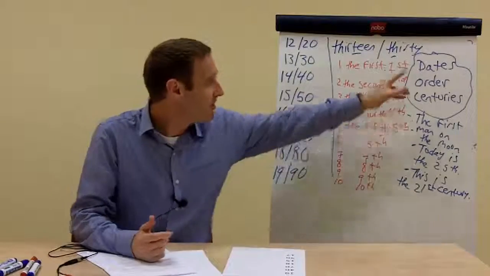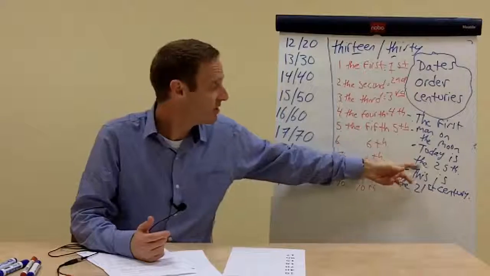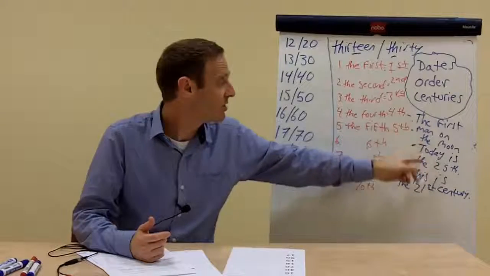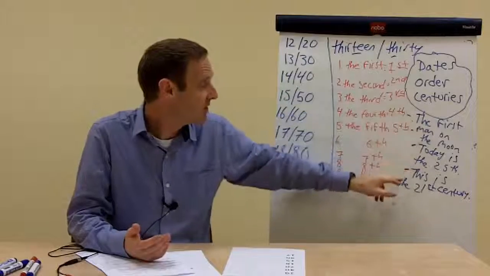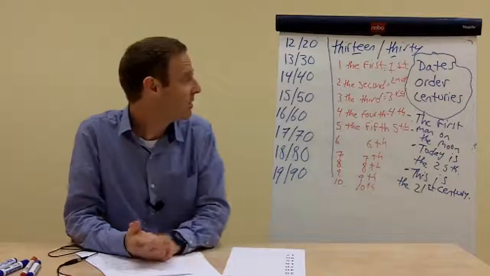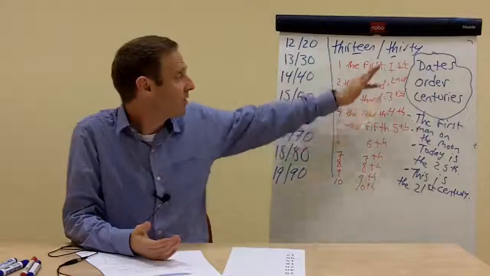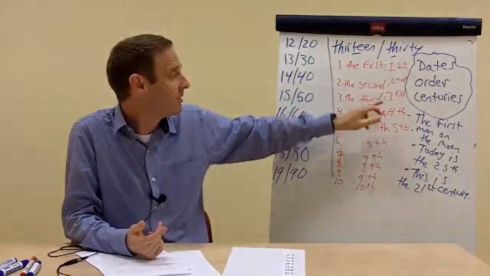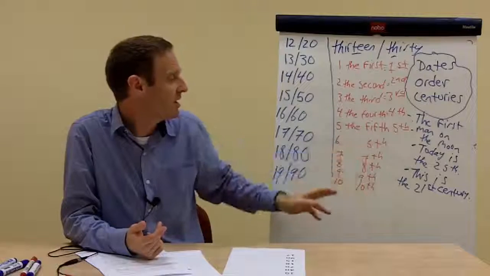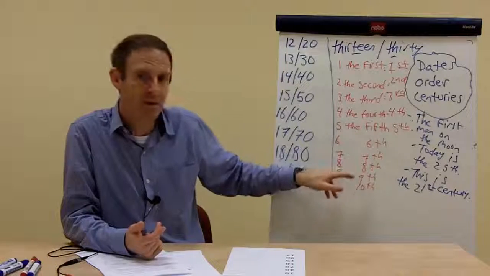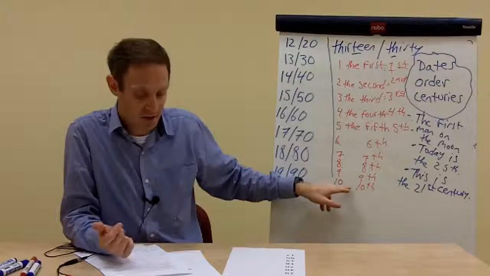Or, for example, for dates, we say today is the 25th. Today is the 25th. Or you can say for centuries, this is the 21st century. Okay, so we would say the first, the second, the third, the fourth, the fifth, the sixth, the seventh, the eighth, the ninth, and the 10th.